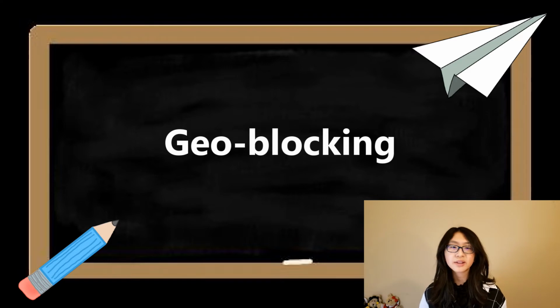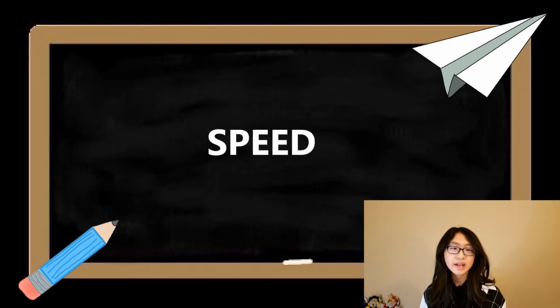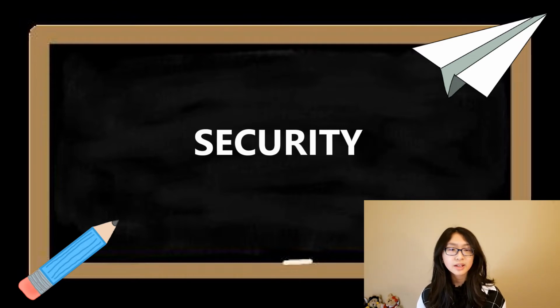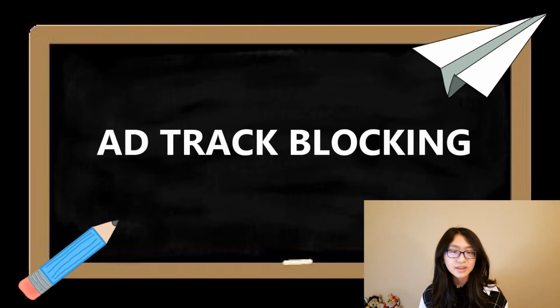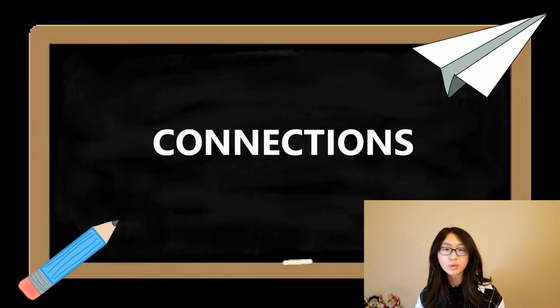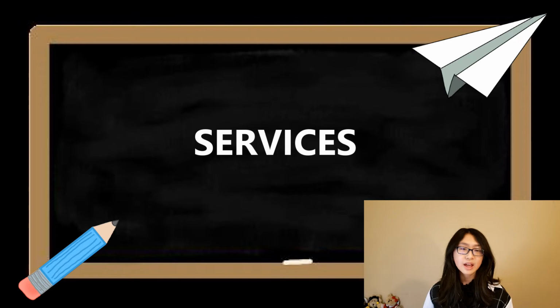Okay, so how to select the best VPN apps? I would suggest you consider certain criteria. Speed: some offer high-speed services, some are really slow. No logs policy: you won't leave any records on their servers. Security, like military-grade encryption, so no one can read your information. Ad tracker blocking: they can't use your information for advertising purposes. Connections: some support more devices at the same time, or only allow one device. Servers: how many servers in the world, the more the better.